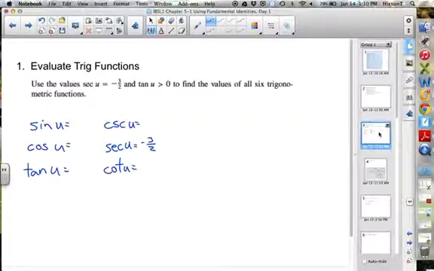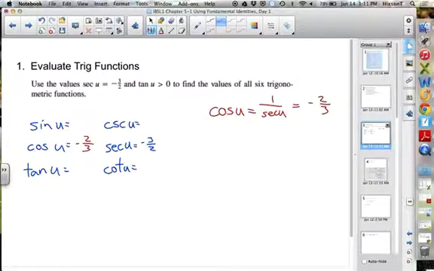All right, so if we look at our example here, we know that the secant of angle U is negative 3/2, and we know that the tangent of U is greater than 0. We don't know exactly what it is, but we know it's greater than 0. So if we're trying to find the other five trig functions, what would be the first thing that we might do? Find cosine. Why, Edward? Because it's secant. Okay, we know secant, and we know that cosine of u is always going to be 1 over secant, right? So what would cosine equal? Negative 2/3.